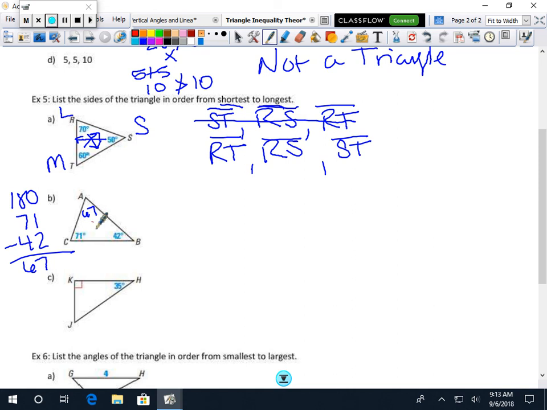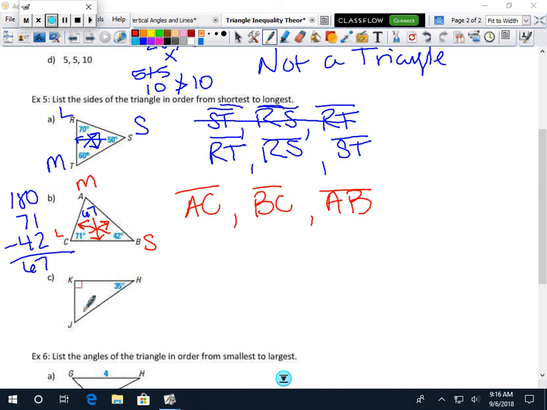Change my pen color here. So now my largest angle is 71, my medium angle is 67, and my smallest angle is 42. So now let's try not to mess this one up again. I'm going to start with the smallest angle, and it will be across from the smallest side, which is side AC. My medium angle is 67, across from the medium side, which would be side BC. And then the largest angle, 71, is across from the largest side, side AB.